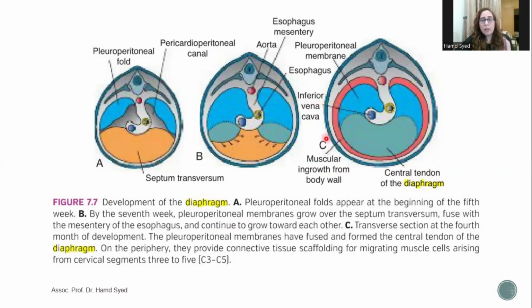And then let's now look in diagram C, which is the transverse section at the 4th month of intrauterine life. Here you can see that these pleuroperitoneal membranes have fused with the esophageal mesentery, right? And also you can see over here that they have fused to form the central tendon of the diaphragm. Whereas on the periphery, this red colored rim is representing muscular ingrowth from the body wall, right? And also keep this in mind that the muscular ingrowth of the body wall is going to be responsible for the nerve supply of the diaphragm.